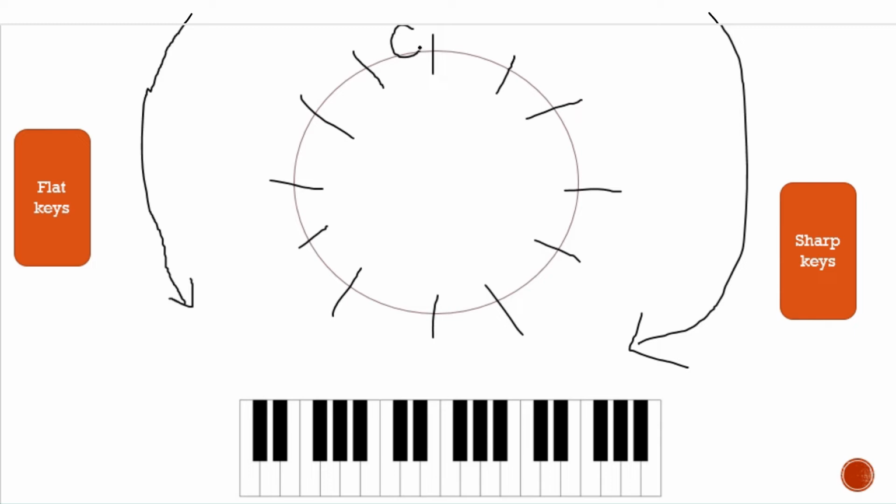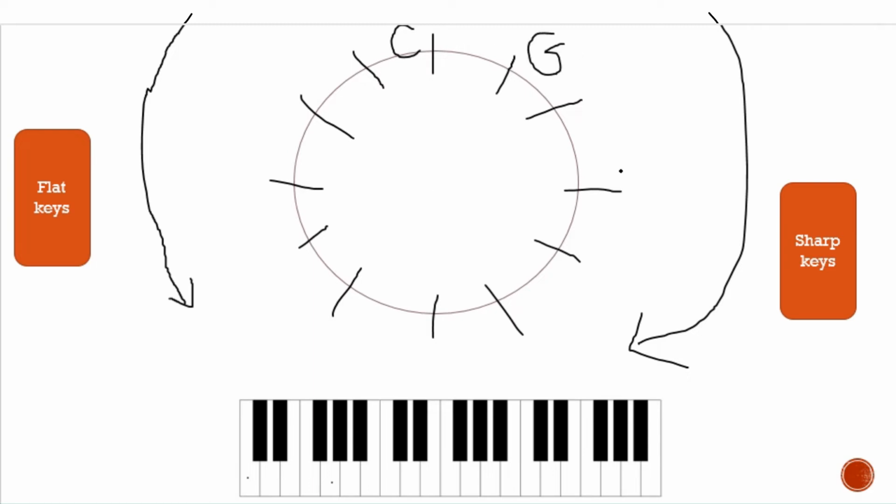And we know that it's C because C has no sharps and no flats. So right at the top of the circle, we've got C. And then I always start by coming around to the right-hand side of the circle with our sharp keys, where we go up a fifth every time. So if I start on C, up a fifth from C, we've already worked out it's G. So here I put a G.